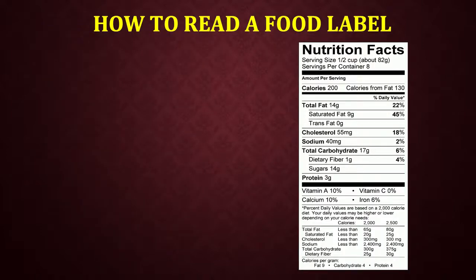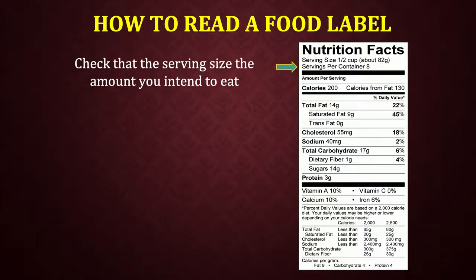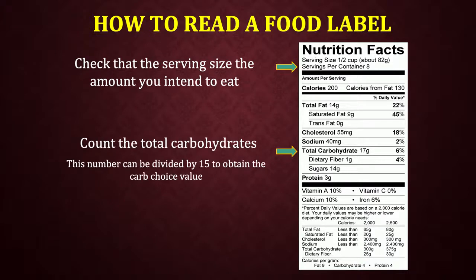One of the most important things you can do is learn how to read a nutrition facts label. The first thing to do is check the serving size at the top. That way, the amount you actually eat can be used to determine the rest of the values. Next, you would count the total carbohydrates.